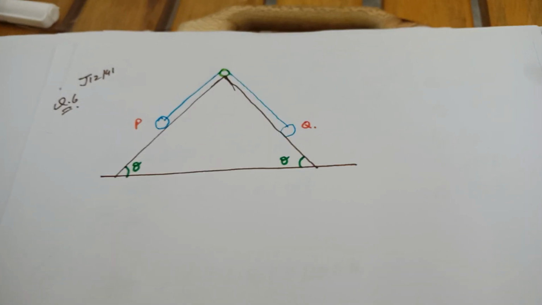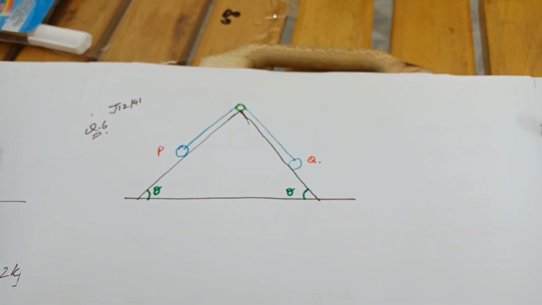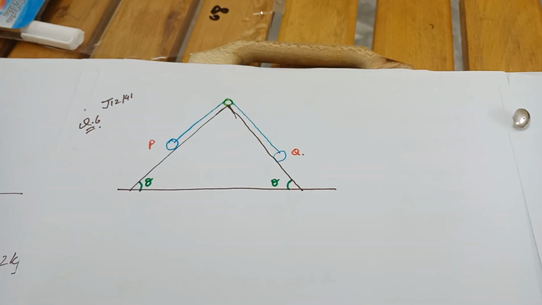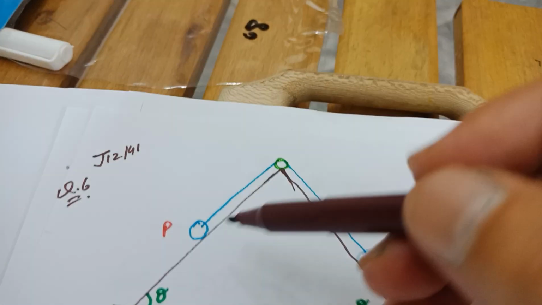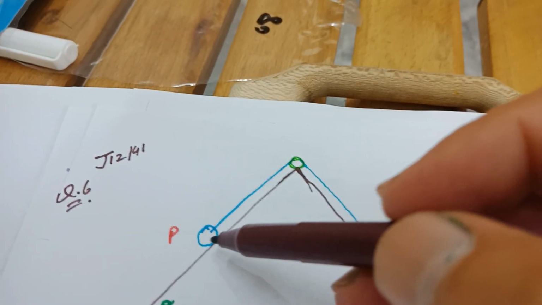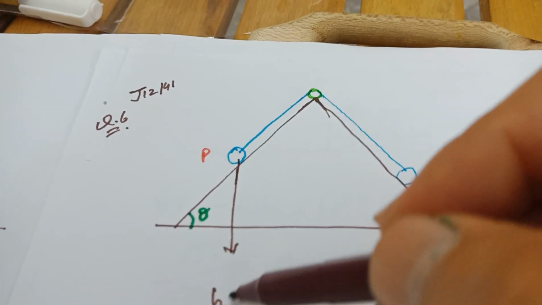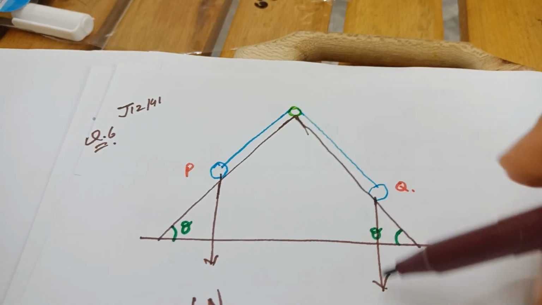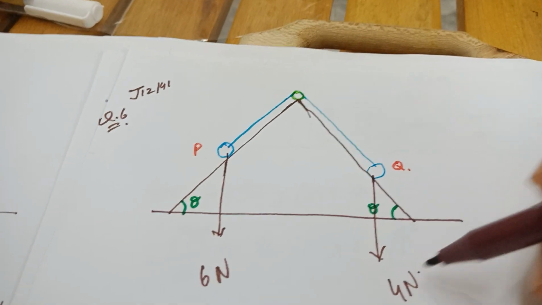So let's see what is in this question. It says particles P and Q of masses 0.6 and 0.4 kg are attached to the ends of a light inextensible string. So let me start by showing that its mass is 0.6 kg, so I'll be showing its weight as 6 newtons, and the other mass is 0.4 kg, so I'll be showing this as 4 newtons.